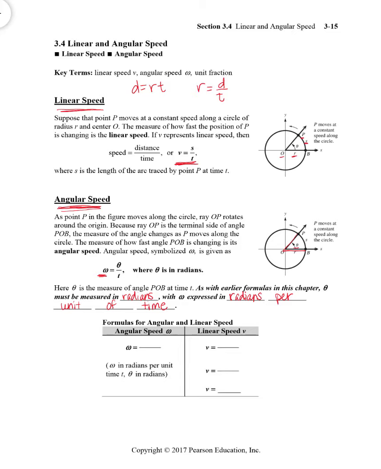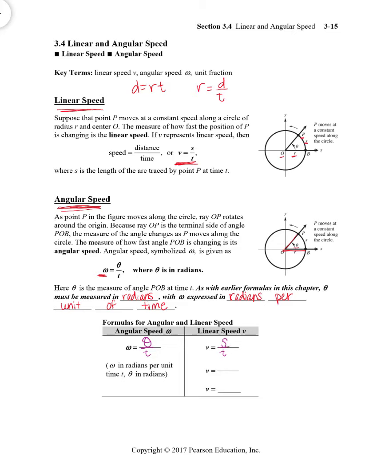Look at this chart, the formulas for angular and linear speed. Omega is equal to theta over t. And theta has to be in radians. The linear speed, v, is equal to s over t, where s is the length of the arc.